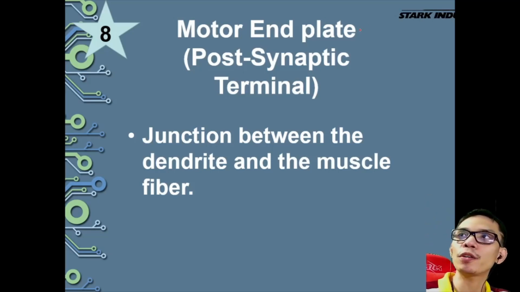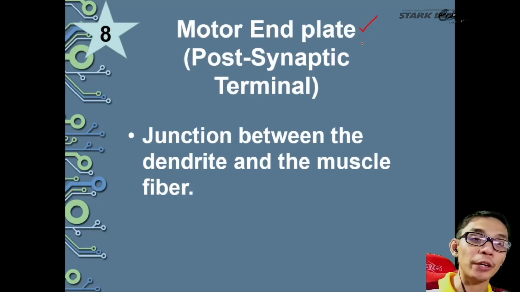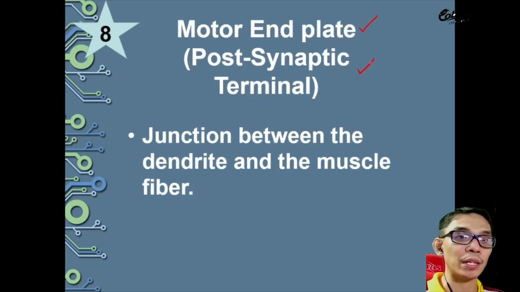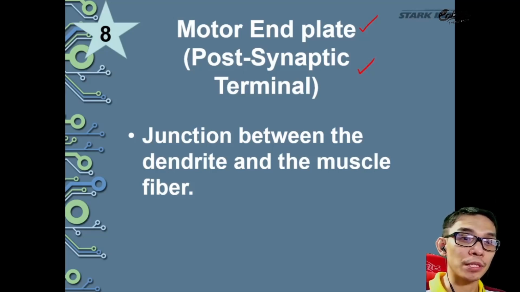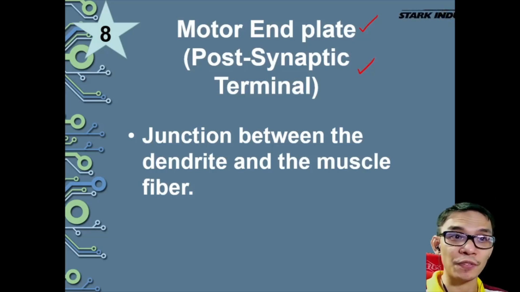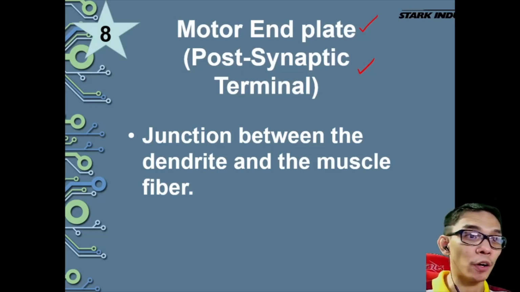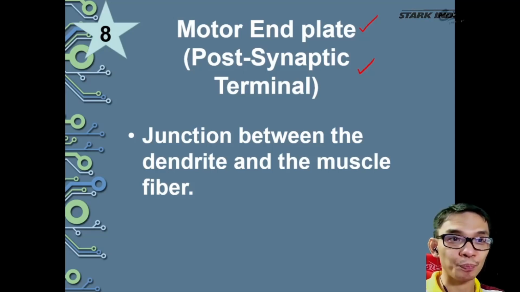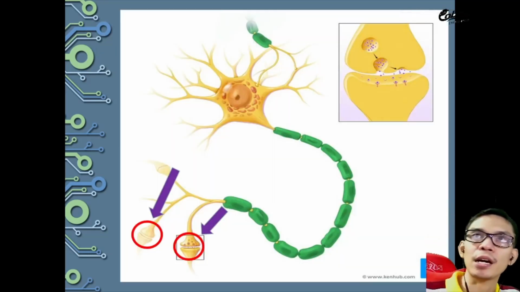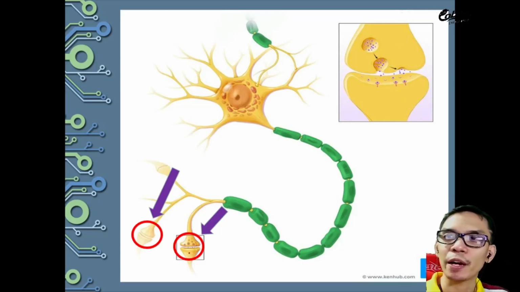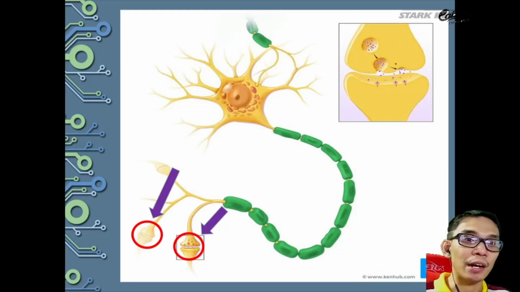In the motor neuron, it is sometimes called the motor end plate. In other neurons, they are mostly called the postsynaptic terminal. So these are the differences. These are the junction between the dendrite and the muscle fiber, or between the dendrite and another neuron. The postsynaptic terminal is somewhere right here, and this is the enlarged view of this part that we have over here.